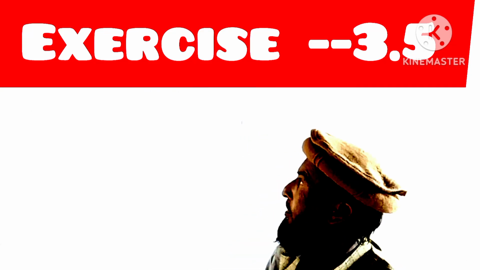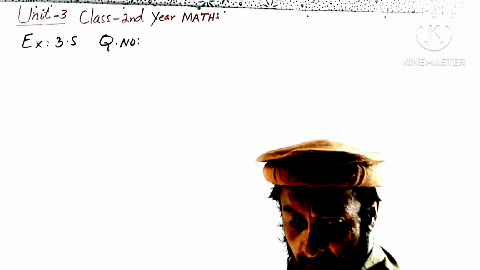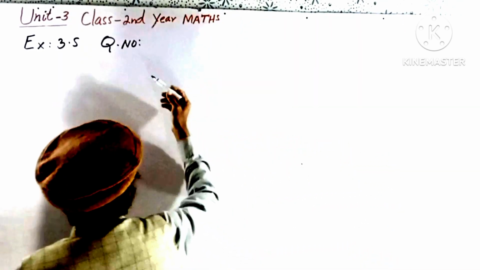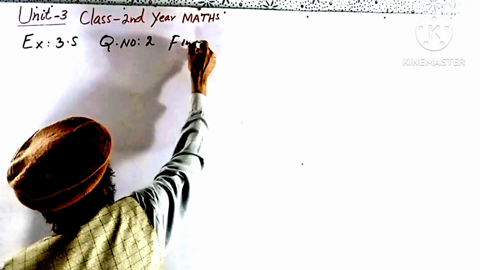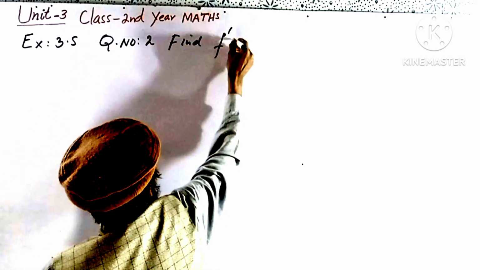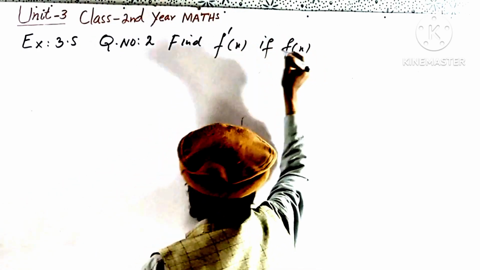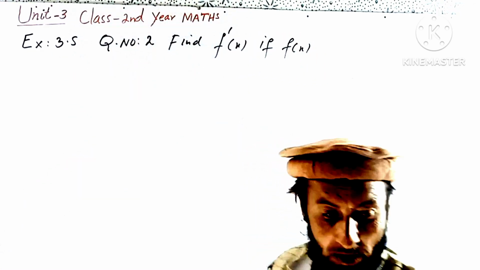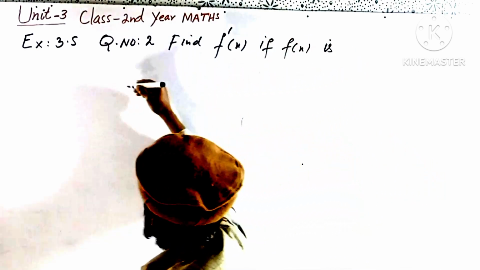We are solving question number 2, part 2. Find f dash x if f of x is given. Question number 2. Find f dash x, given that f of x is part A.